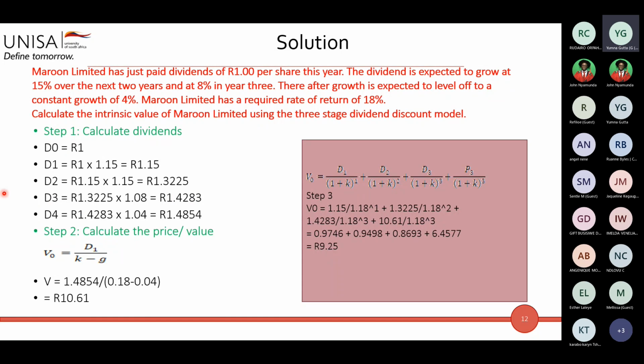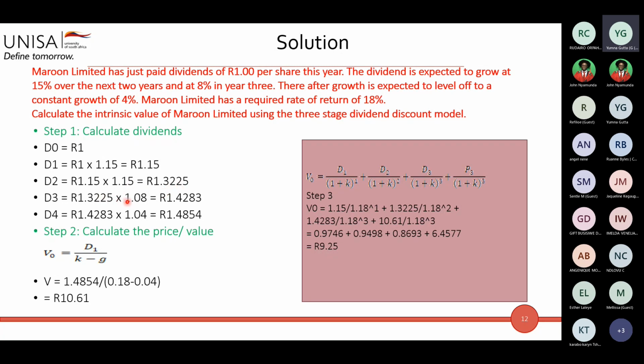Step 1, we calculate the dividends. So we were given the dividend in year 0, which is 1 Rand. From 1 Rand, we calculate D1. We say 1 times 1.15, which the share is expected to grow at for the next 2 years. So you get 1 Rand 15 cents. You take the 1 Rand 15 cents to calculate D2. You multiply it again by 1.15. You're supposed to get 1.3225.